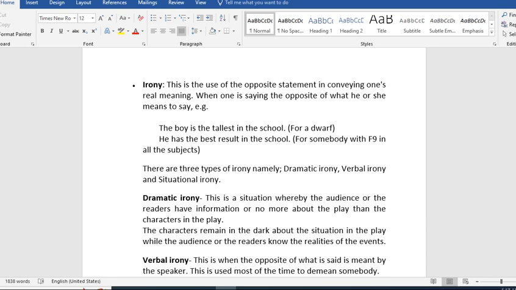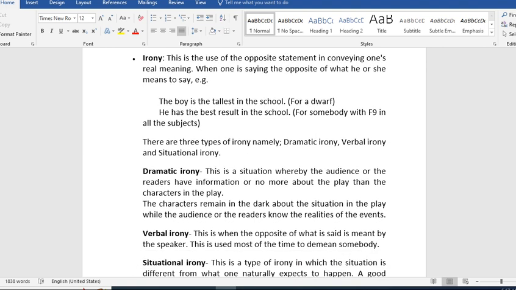Irony. This is the use of opposite statements in conveying one's real meaning, when one is saying the opposite of what he or she means to say. We have examples here. The boy is the tallest in the school, when we are referring to a dwarf. He has the best result in the school, for somebody with F9 in all the subjects, somebody that failed all the subjects.